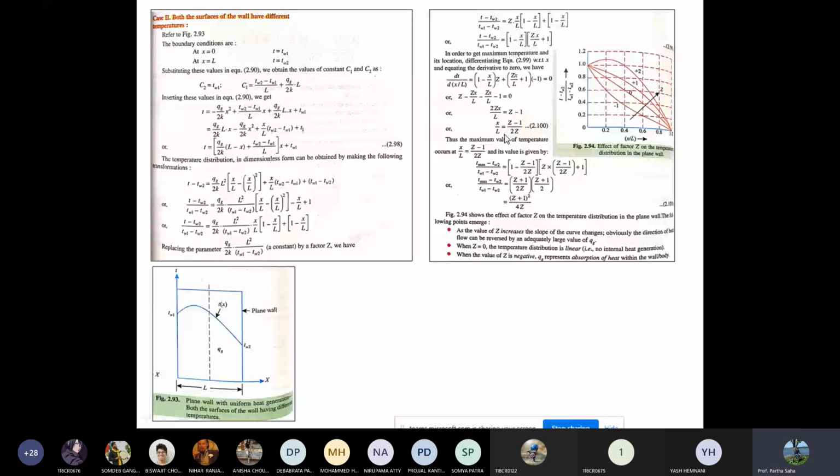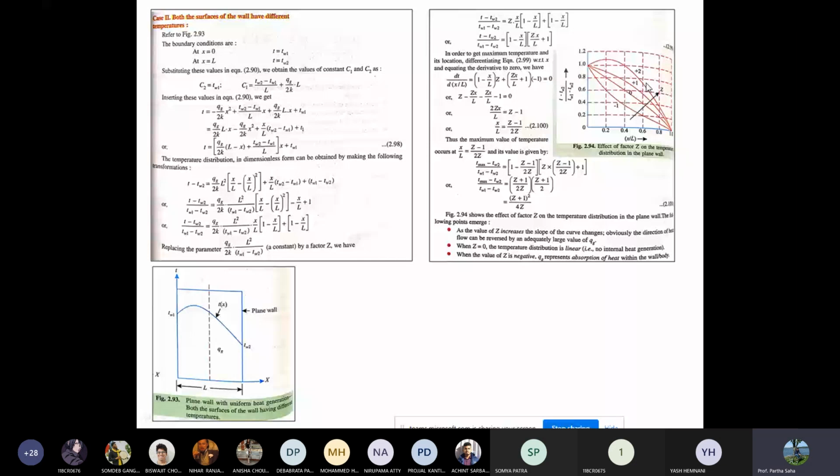Thus, the maximum value of temperature occurs when x by L equals Z minus 1 by 2Z, and the value is given by Tmax. Now you put it here: Tmax minus TW2 by TW1 minus TW2, and x by L you put Z minus 1 by 2Z, and solving it you get Z plus 1 whole square by 4. This is the expression. So as the value of Z increases, the slope of the curve changes. You can see Z plus 1, plus 2, 0, minus 1, right? Then as this increases, the slope of the curve changes.